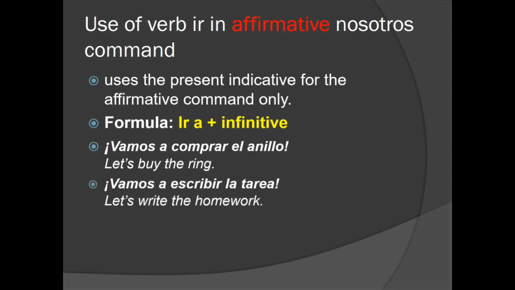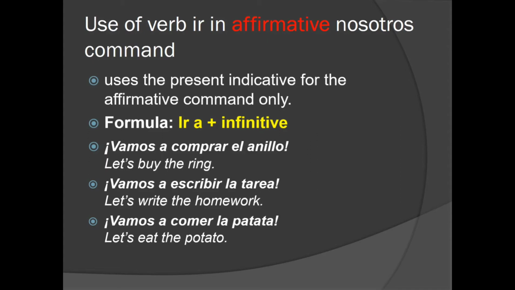So let's buy the ring, vamos a comprar el anillo. Vamos a escribir la tarea, let's write the homework. And vamos a comer la patata, let's eat the potato. So if you can see, the ir verb is conjugated in presente, which is vamos, and then a, plus the infinitive verb of your command.